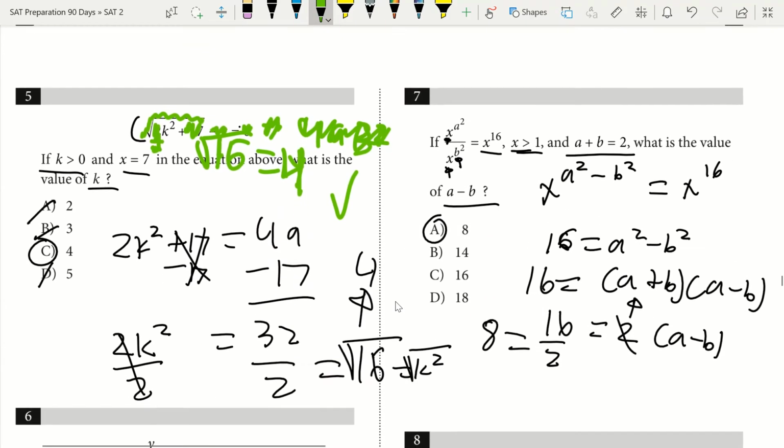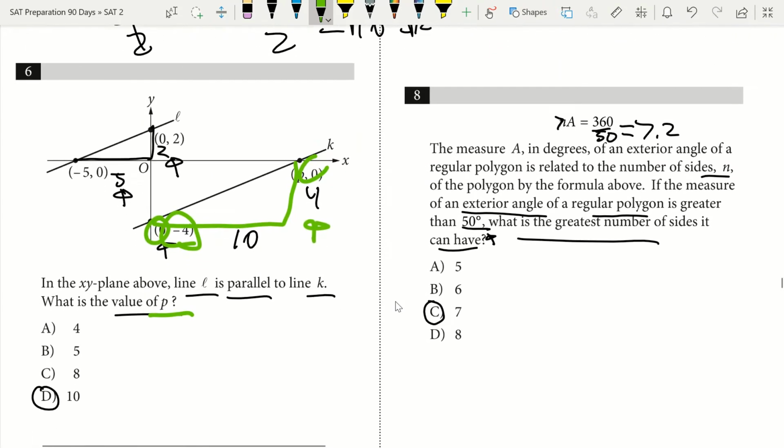Number 7, I see that I'm going to have x to the power of a squared minus b squared since that's division. I then see that a squared minus b squared has got to equal 16 right here. At that point, I know it's going to be a plus b times a minus b. I know a plus b is 2. Therefore, 2 times 8 must give me that 16. So my answer is going to have to be 8. That's correct as well.